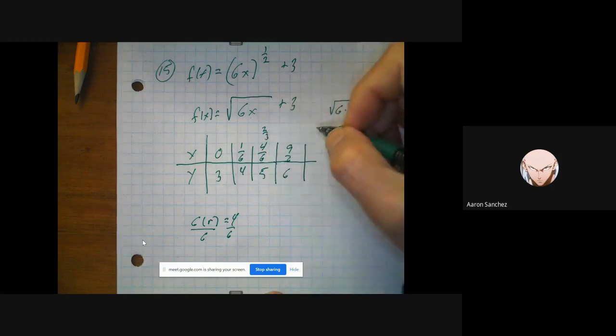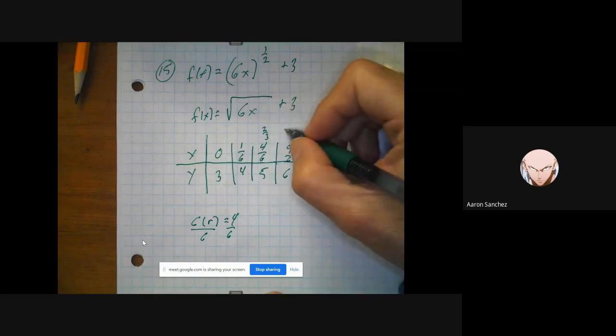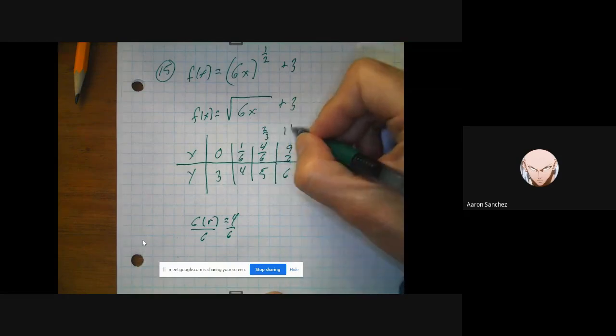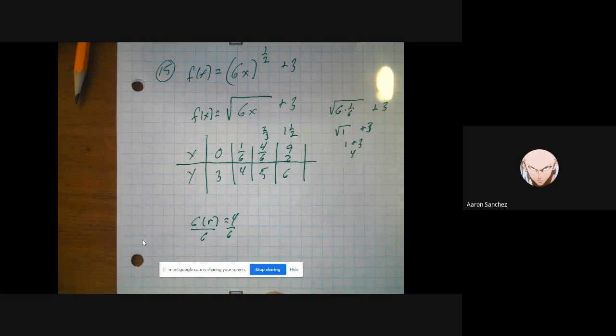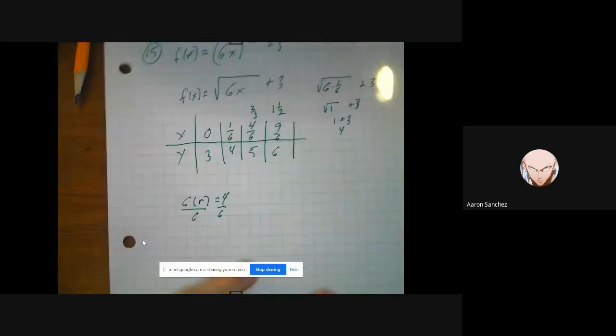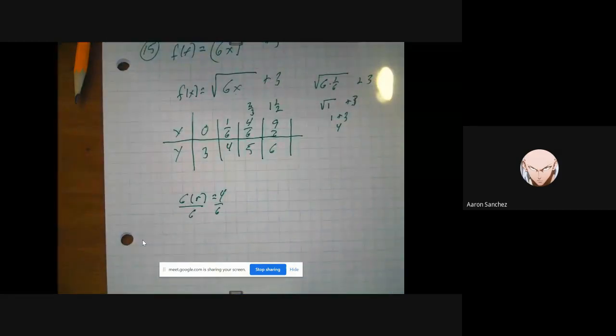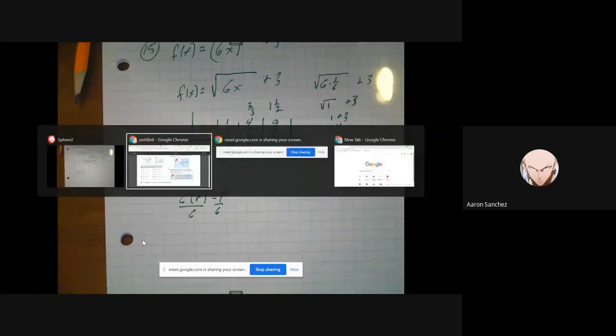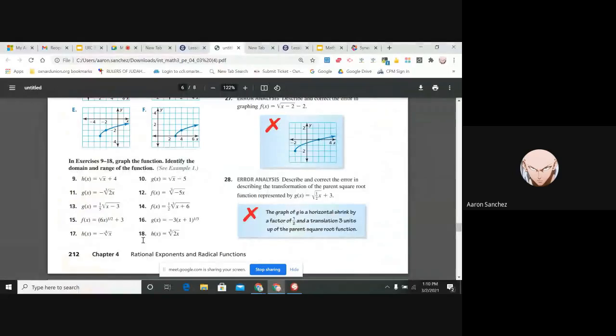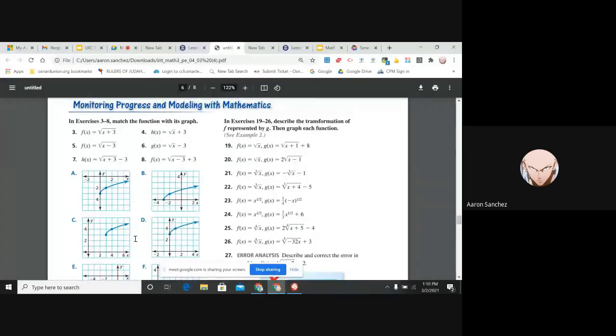9, 6 is 1.5, I believe. So anyway, you guys can graph that, but just plug them in. You're going to have to put them in and solve. The numbers inside make it really difficult. It's like a horizontal stretch, not a vertical stretch. Are there any questions? 17. Can I move on?